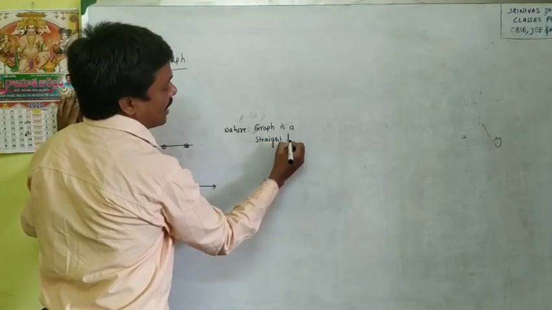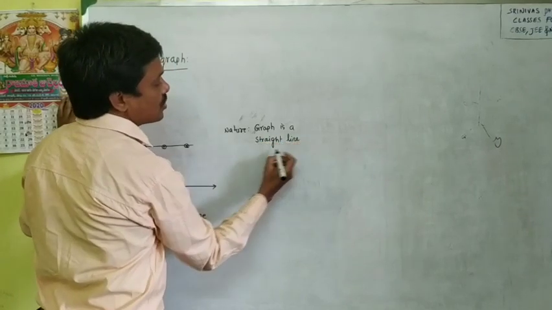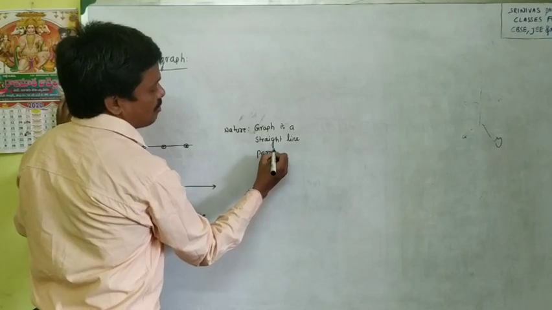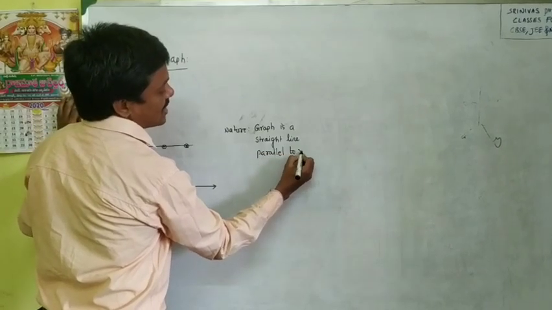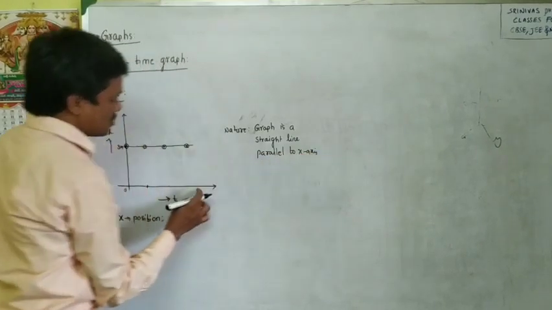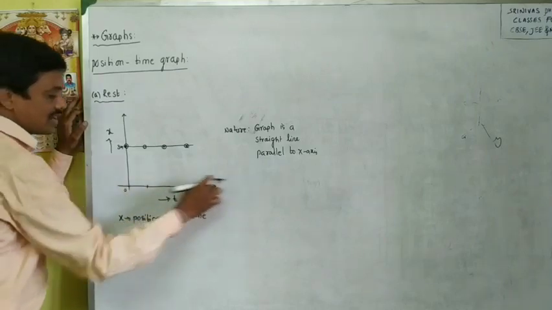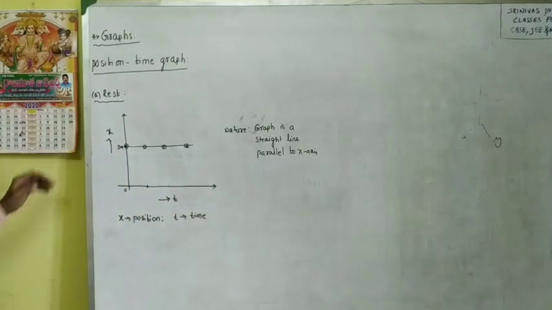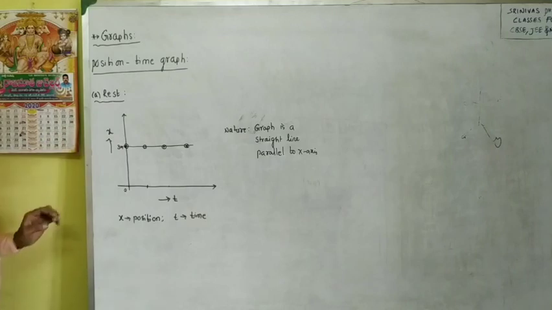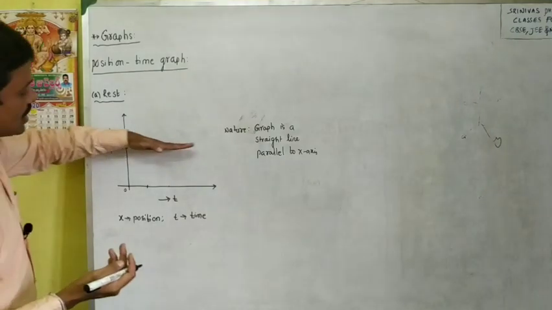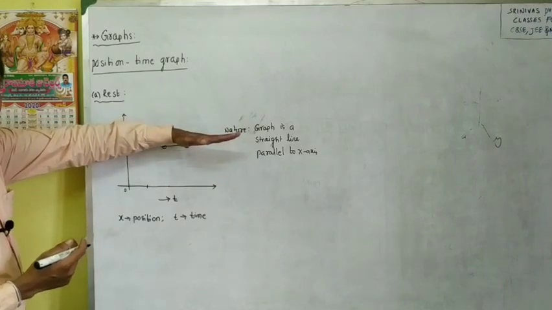Straight line parallel to the x-axis. This x-axis we also call the time axis, because we are taking time on the x-axis, and position on the y-axis. This is the graph for the rest body. Very simple. Position is constant, means a straight line, right?